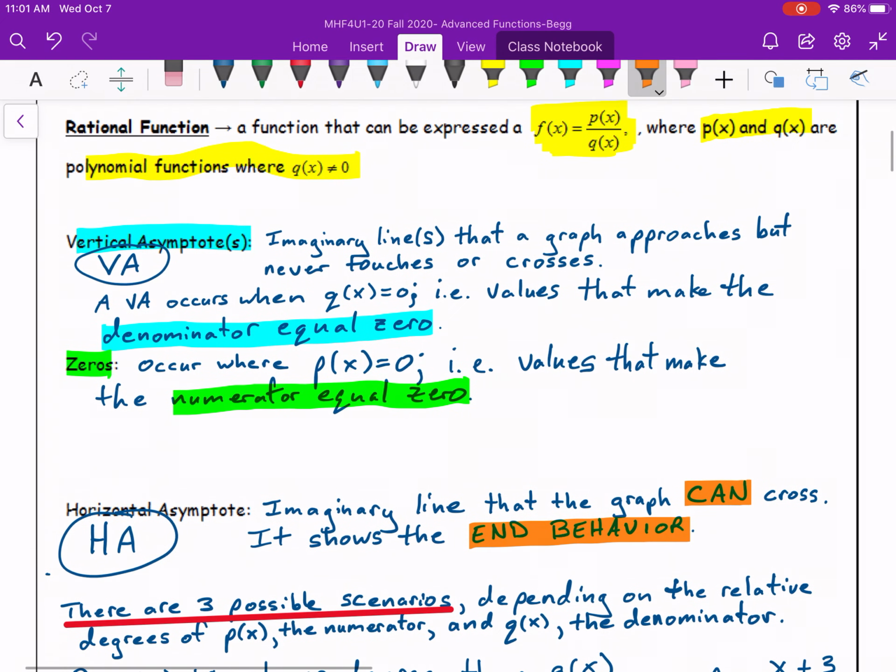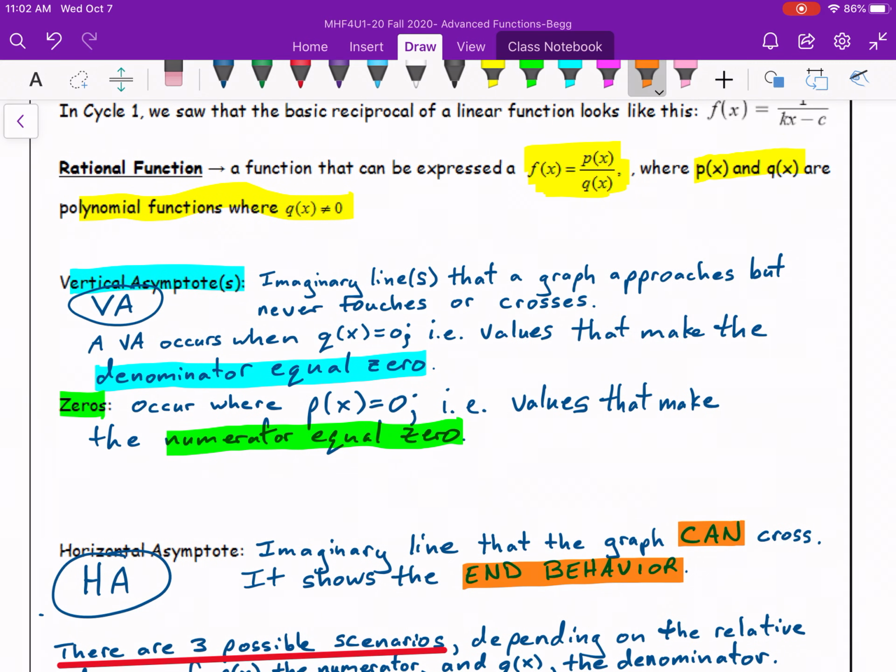So remember that a rational function is one that can be expressed as p of x over q of x, where p of x and q of x are each individually polynomial functions. Also remember that q of x can't equal 0. If q of x were to equal 0, then we'd have a division by 0 error. So wherever q of x does equal 0, we're going to get an asymptote.